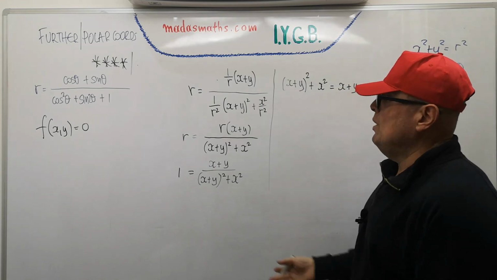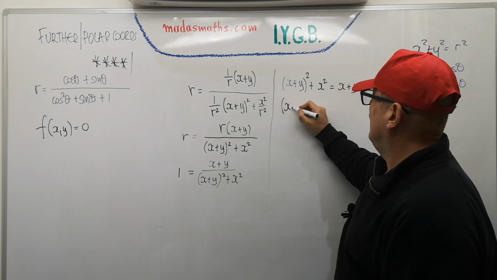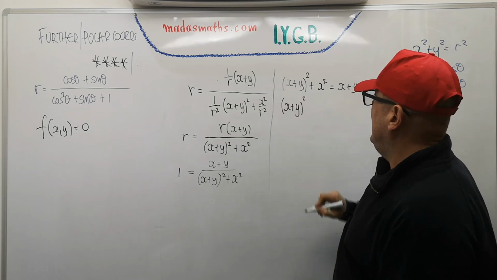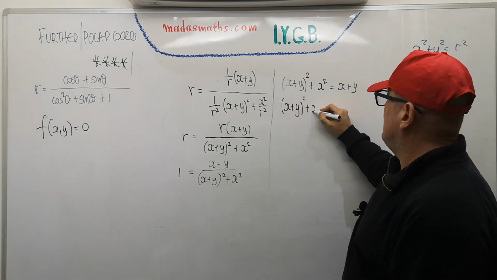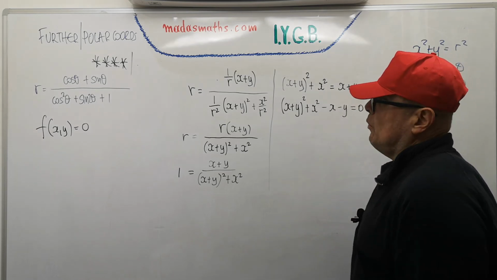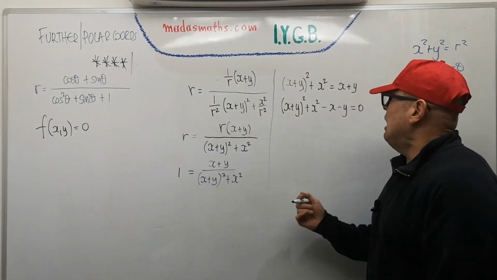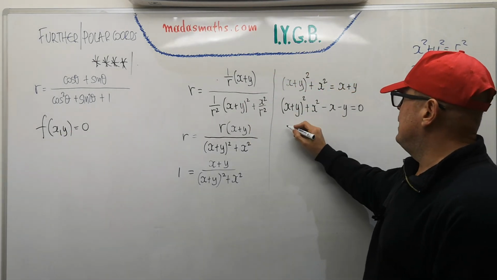And we can actually, all it says, just shove things to one side. I could leave it as a bracket like this without expanding it. x plus y all squared plus another x squared minus x minus y is equal to 0. And as far as the question was just saying, just give your answer in this particular form. We are done.